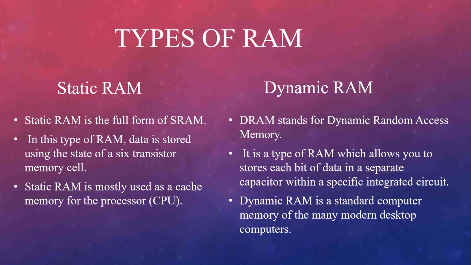Next, the types of RAM: two types, static and dynamic RAM. SRAM's full form is static random access memory, and DRAM's full form is dynamic random access memory. In static RAM, data is stored using the state of transistors, and in dynamic RAM, with the help of capacitors only. It is used in the cache memory or processor directly, and in modern desktop computers. So these are the types.